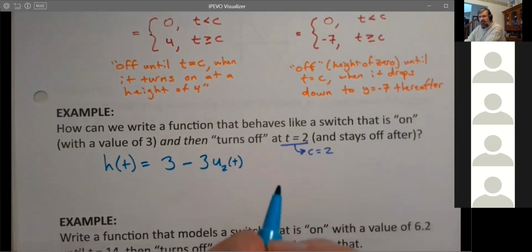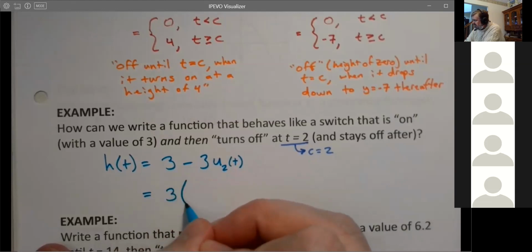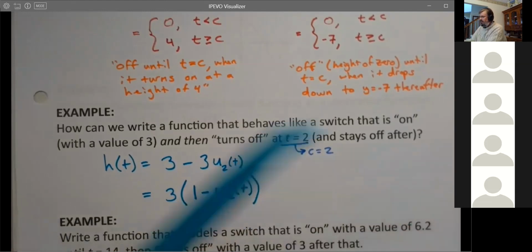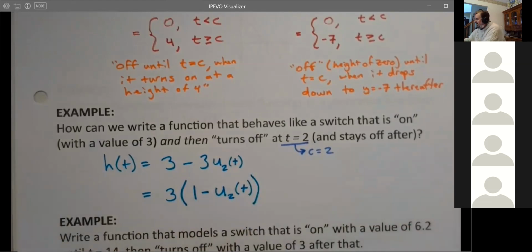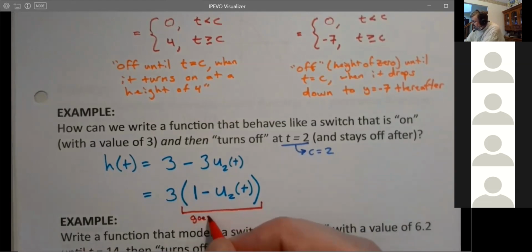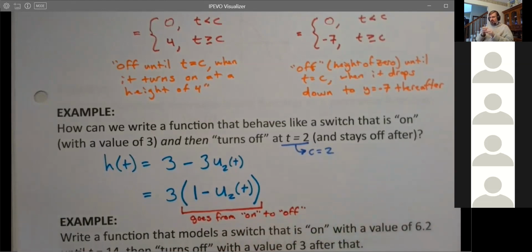Lovely. And so let me manipulate it just a smidge so that you can see, in general, this right here, that second term, this is how we change the order. This is how we go from on to off. Do you see it? Because everywhere up to t equals 2, this is just going to be 1 minus 0. And then as soon as t equals 2, we get 1 minus 1, which is 0.